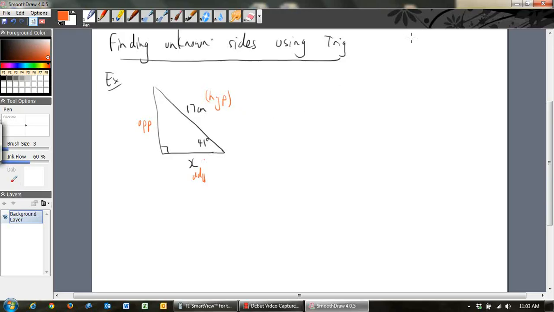Why is it cos? I'll write them up here, SOH CAH TOA, and just always have this written up at the top of your page so you can quickly refer to it. We want the ratio that involves the hypotenuse, because that's the side we know, and the adjacent, because that's the side we want to know. So cos theta is equal to adjacent over hypotenuse. It's good to write that down. Therefore, cos of the angle, which is 41, is equal to the adjacent side, which is x, divided by the hypotenuse, which is 17.